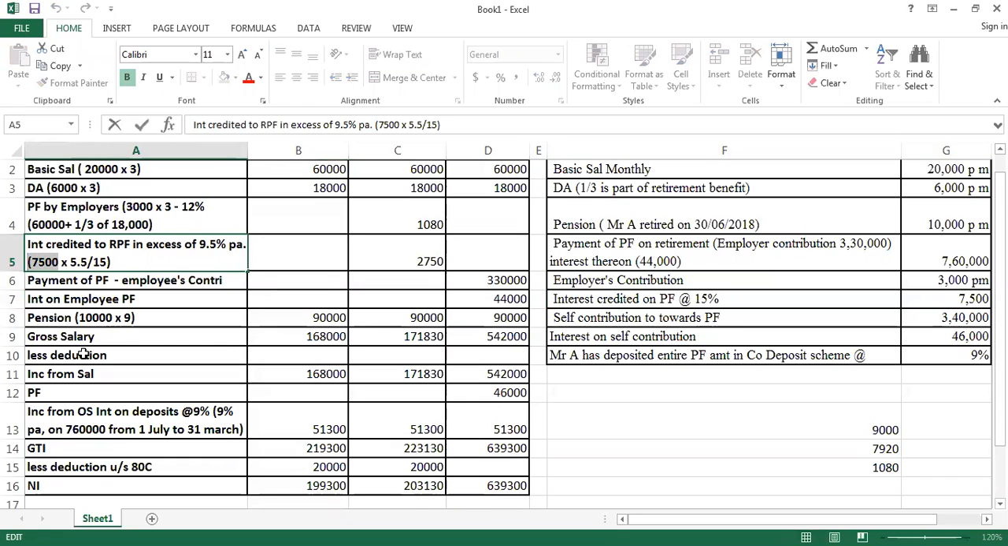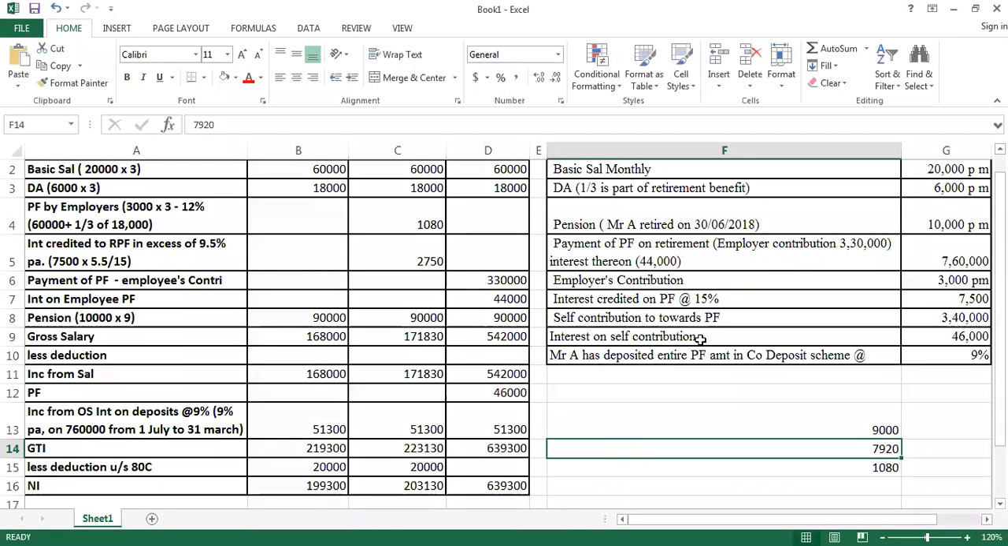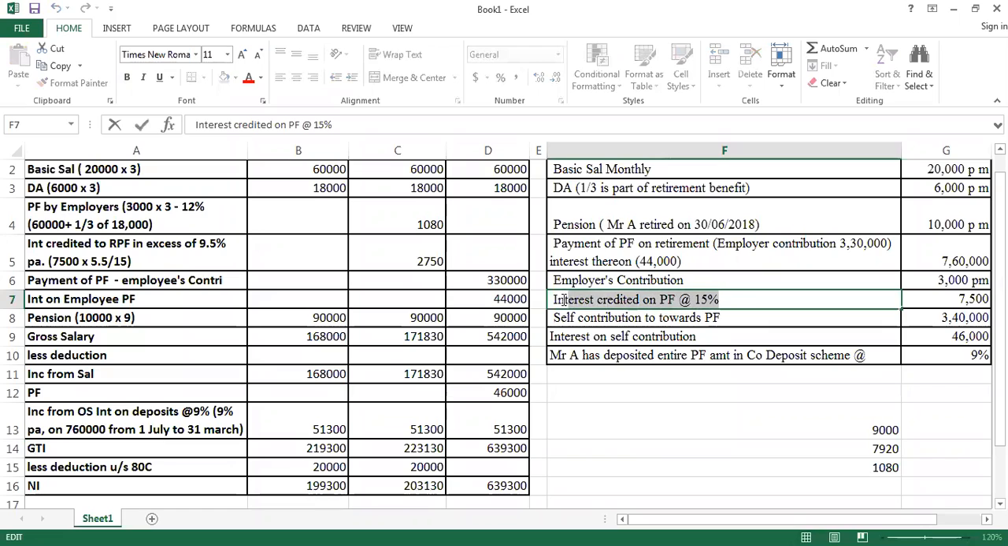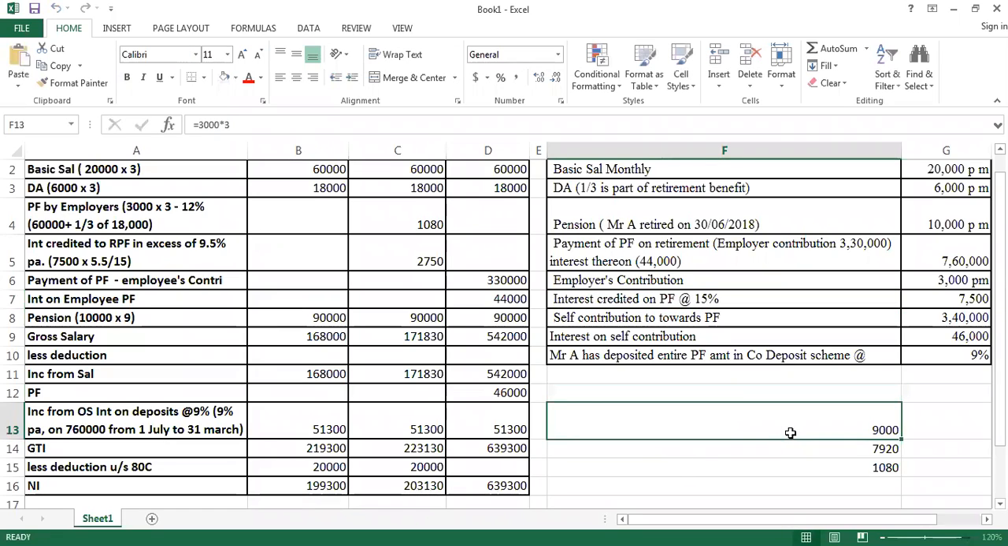Now we have to check whether it is below 9.5%, which is the prescribed limit, or more than 9.5%. They're very sure it has to be more than 9.5% because it is clearly told to us that the interest is being paid at 15%. Now, 9.5%, just pay attention, all of you.